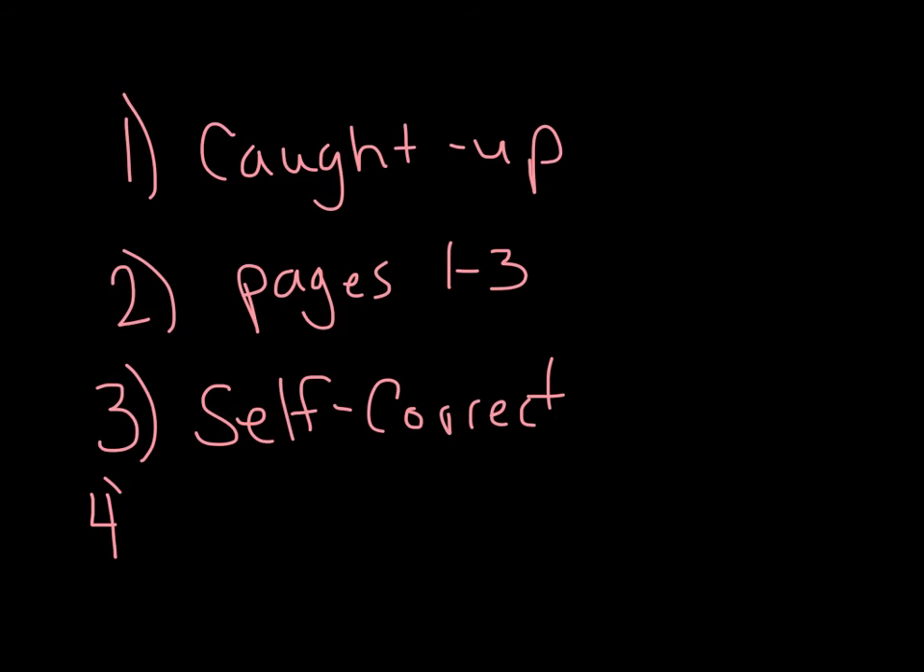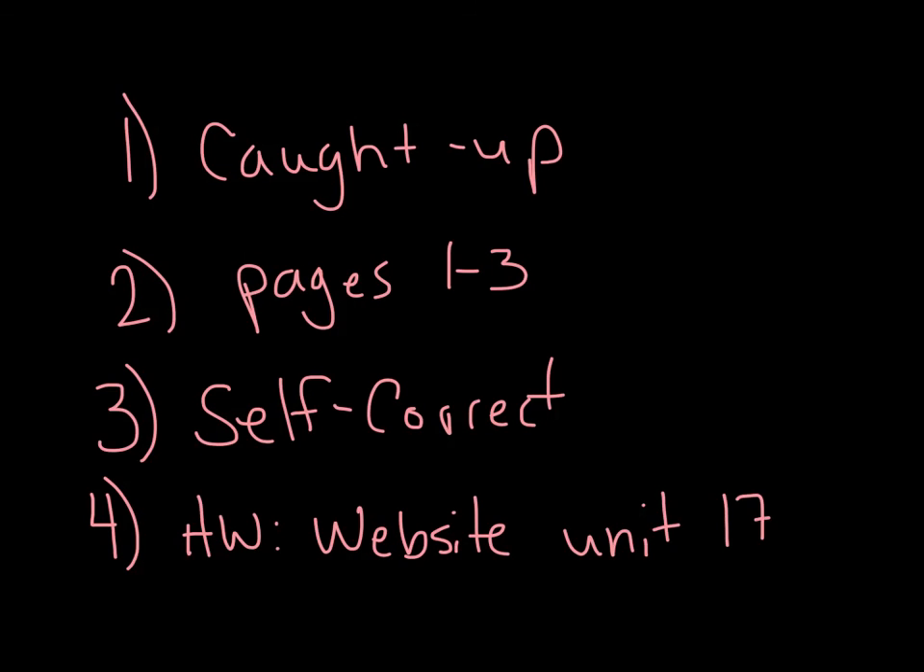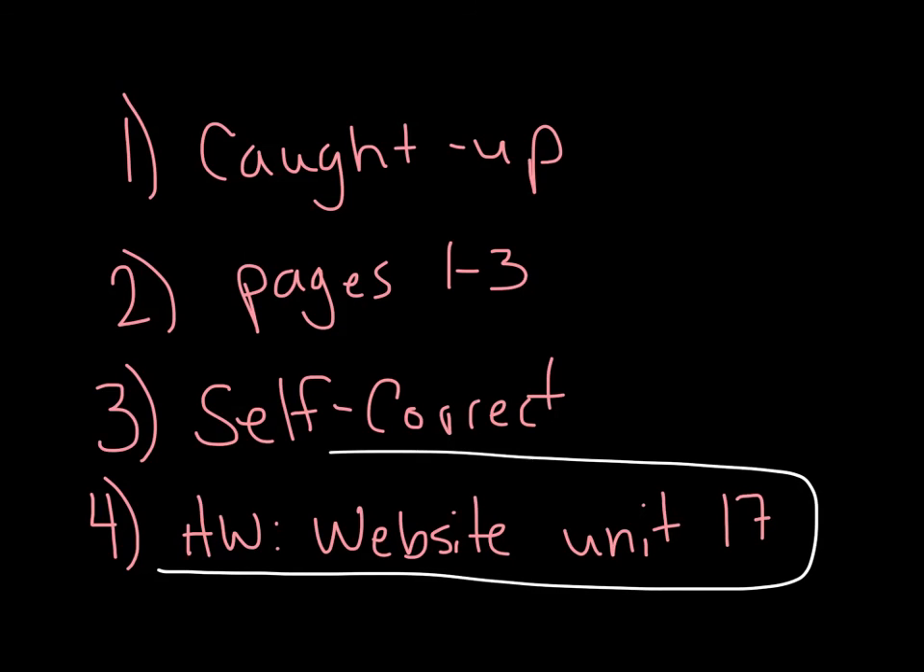And then the fourth thing is to make sure you actually do your homework, which is a video assignment or like a tour on law of sines and cosines. So we'll just call it a website. Go to the website, Unit 17, and make sure that's the thing that gets done. That's the thing that gets done by Monday with no exceptions.